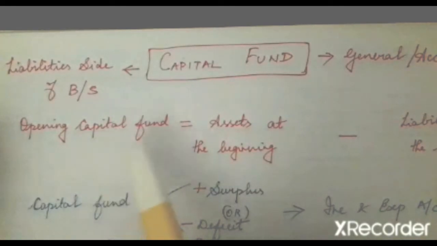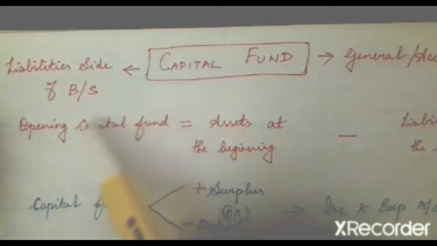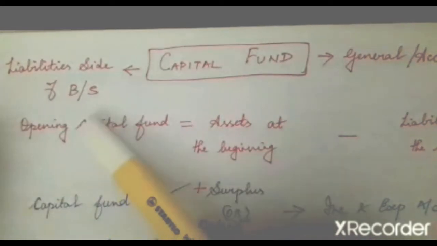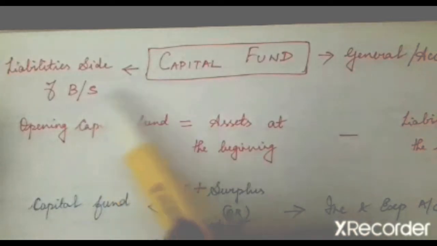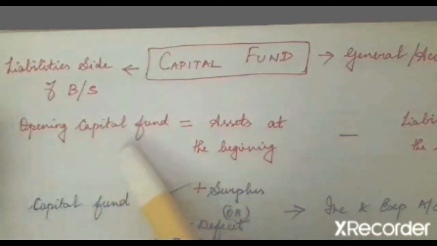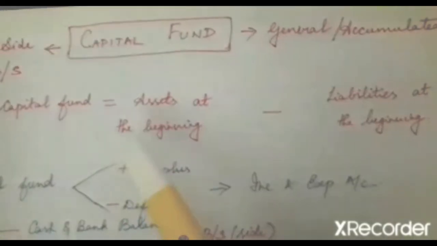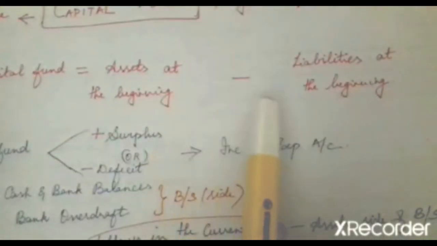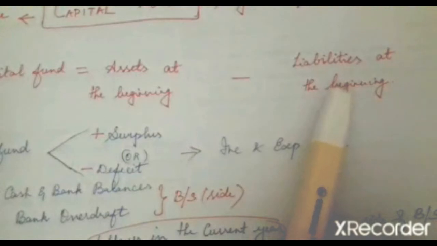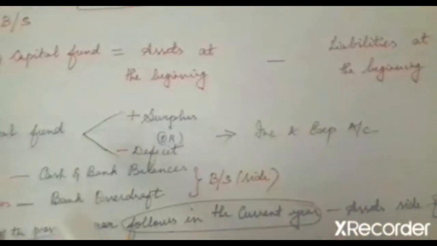So how do you arrive at the capital fund? Normally it is called the opening capital fund, because with it we can proceed to make certain calculations and arrive at the end value. So the equation goes like this: opening capital fund is equal to assets at the beginning minus liabilities at the beginning. Assets minus liabilities, as we discussed in the previous chapter.